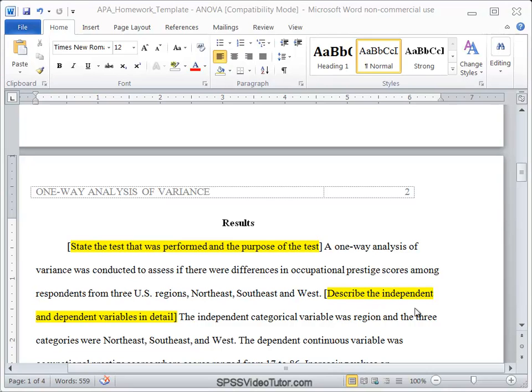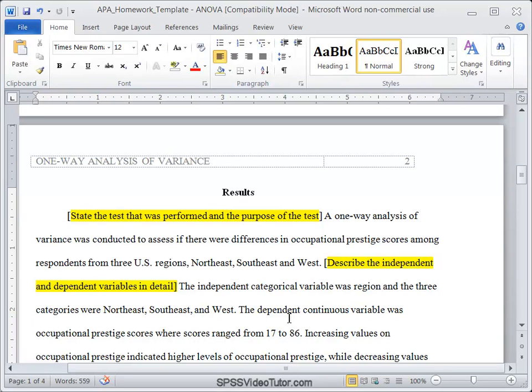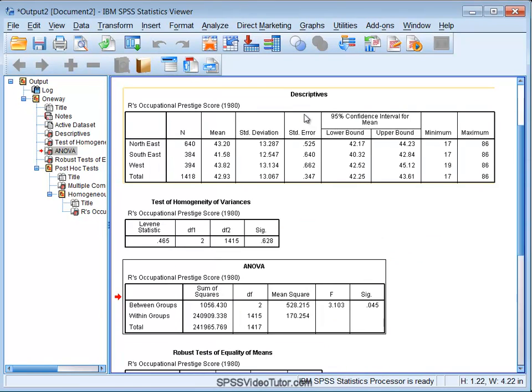Next, you want to describe the independent and dependent variables in detail. The independent categorical variable was region, and the 3 categories were Northeast, Southeast, and West. The dependent continuous variable was occupational prestige scores, where scores range from 17 to 86. And we got that from our descriptives table, where we looked at the minimum, and the lowest minimum is 17 and the highest maximum is 86.